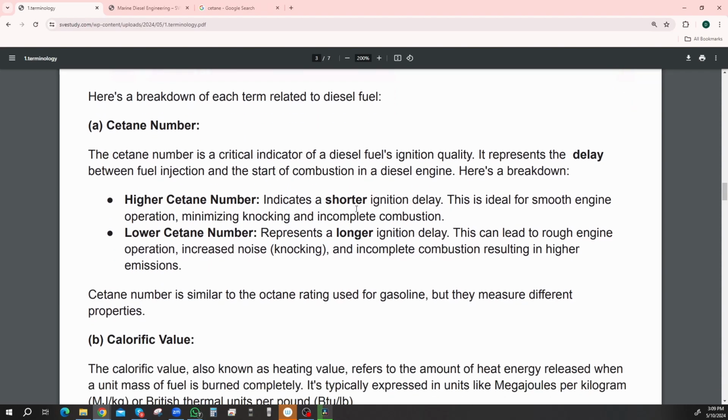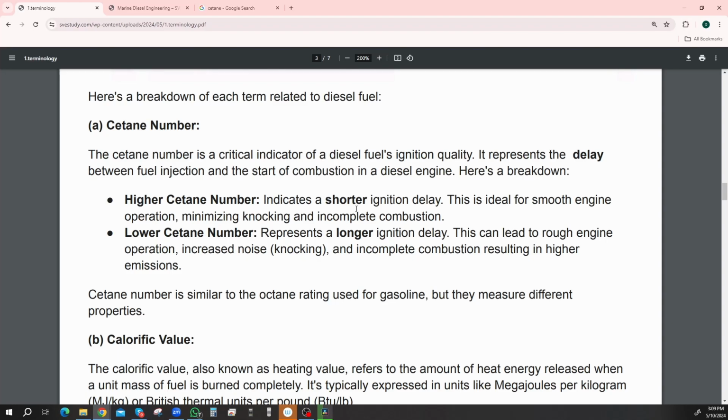Here's a breakdown of each of the terms related to diesel fuel. The cetane number is a critical indicator of the diesel fuel's ignition quality. It represents the delay between fuel injection and the start of combustion in the diesel engine. A higher cetane number indicates a shorter ignition delay, which is ideal for smooth engine operation, minimizing knocking and incomplete combustion. A low cetane number represents a longer ignition delay. This can lead to rough engine operation, increased noise or knocking, and incomplete combustion, resulting in higher emissions.